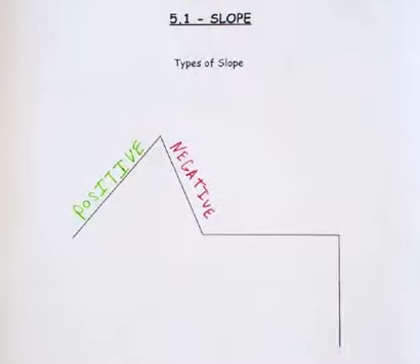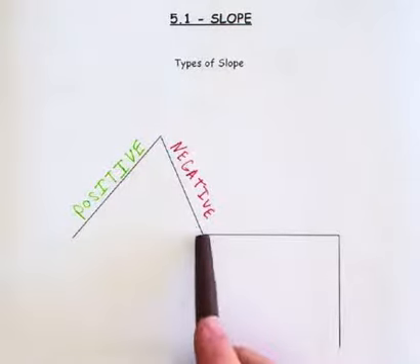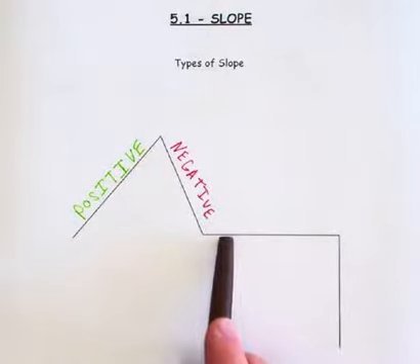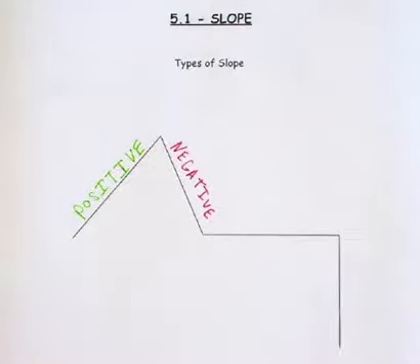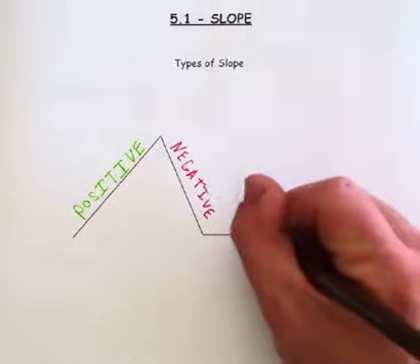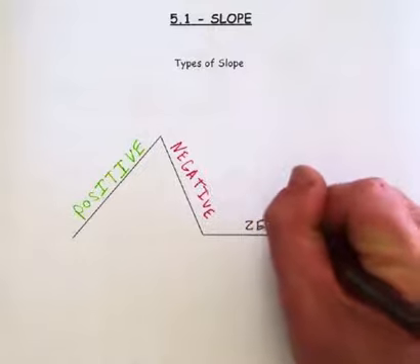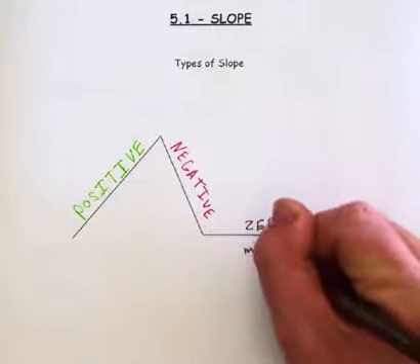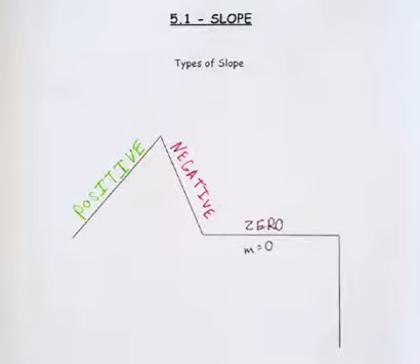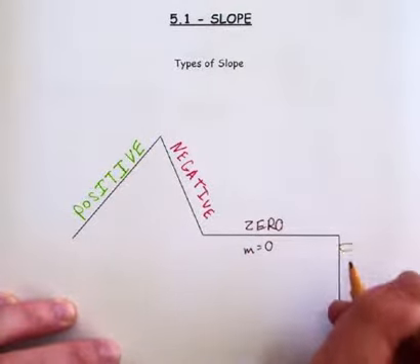If we have a horizontal line, that means as we go to the right, the line doesn't go up or down. This is a zero slope, and m represents slope, so m equals 0 here. And if our line is straight vertical, up and down, it means the x is not changing. This is undefined slope. We're going to see why in a little bit.